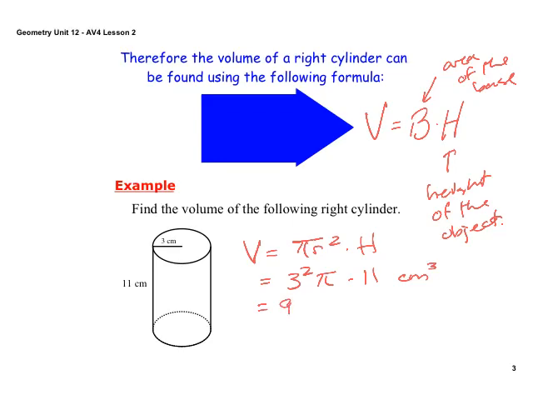3 squared is 9, 9 times 11, and in this case we are going to keep it in exact form. So the volume of this cylinder is going to be 99 pi.